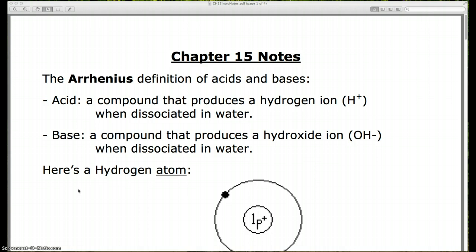The simplest is the Arrhenius definition, and Arrhenius defined an acid as something that produces a hydrogen ion, which is basically an H+. So if you see a chemical that starts with H, odds are pretty good it's an acid. He defined a base as a compound that produces a hydroxide ion, which is an OH minus. So if you see a compound that ends in OH, odds are pretty good it's going to be a base.